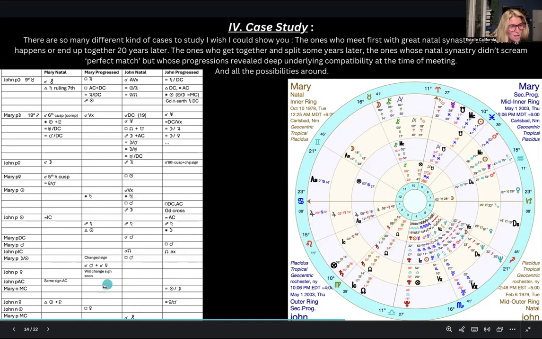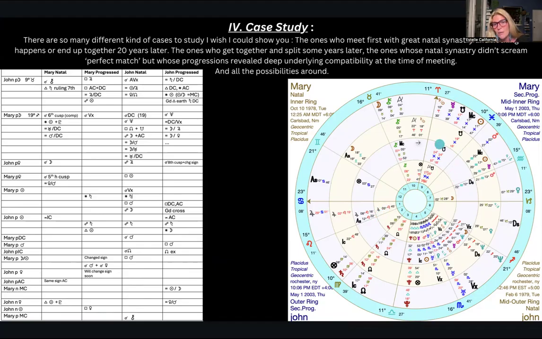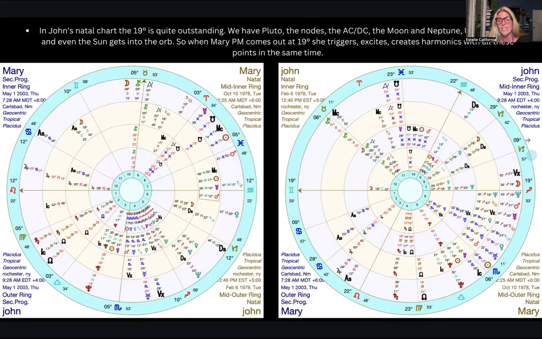And then the last one we have: Marissa's progressed MC is conjunct John's Chiron. Let me find this one. Progressed MC of Marissa here is conjunct exactly his natal Chiron. That's a beautiful aspect too. Here we are. So we did this one. I showed you this one.